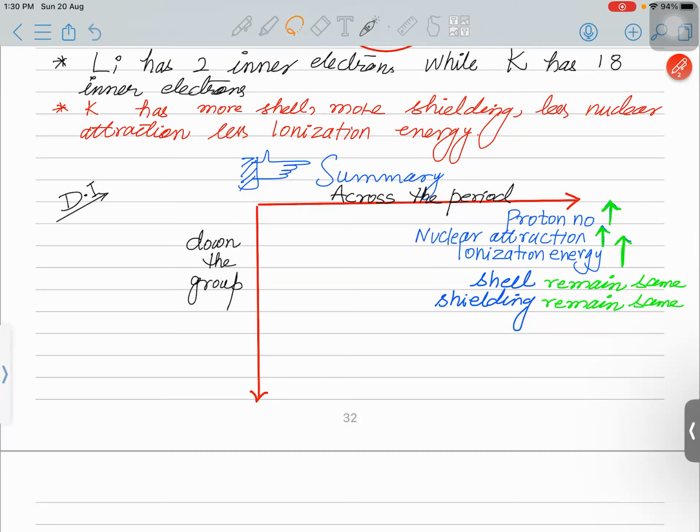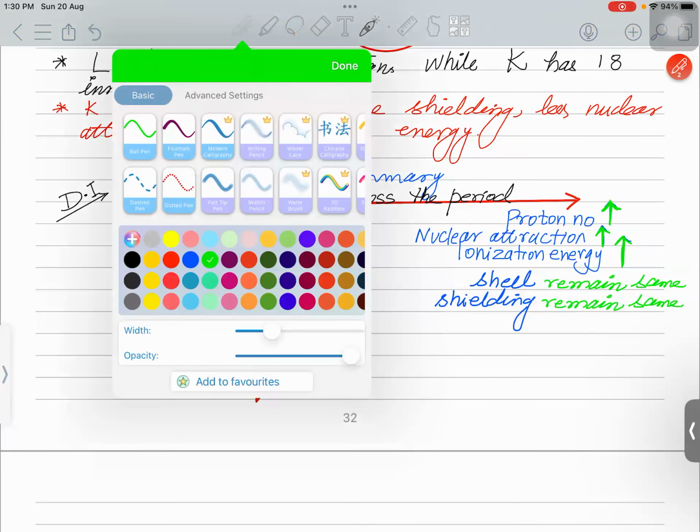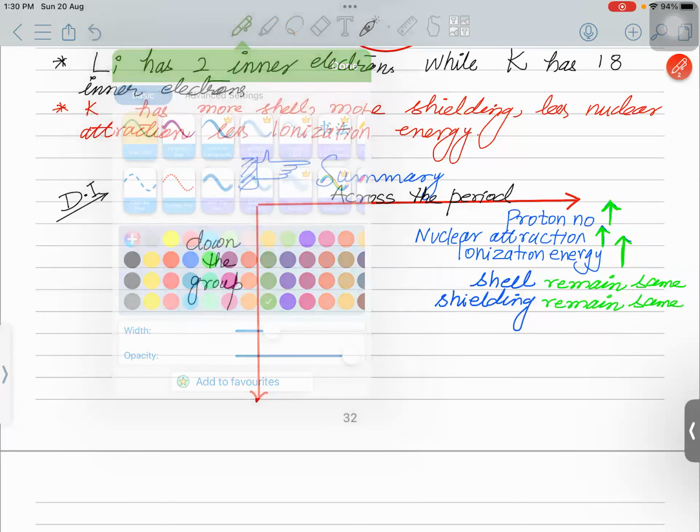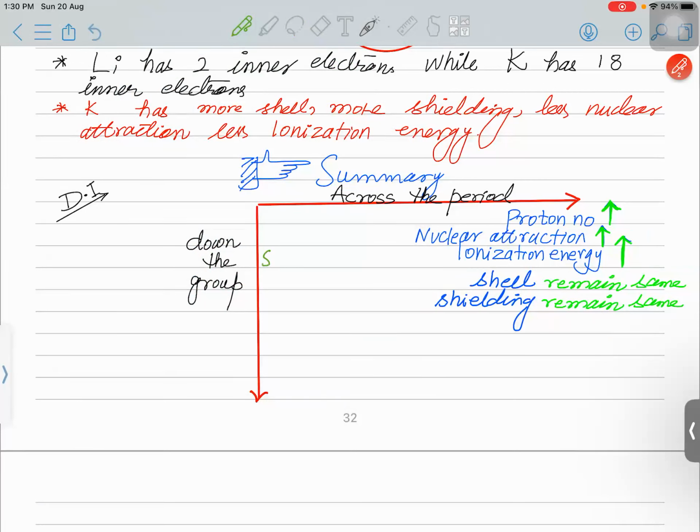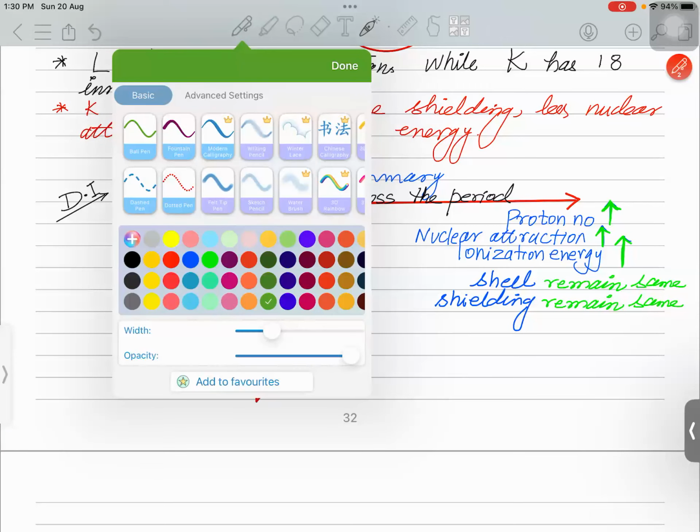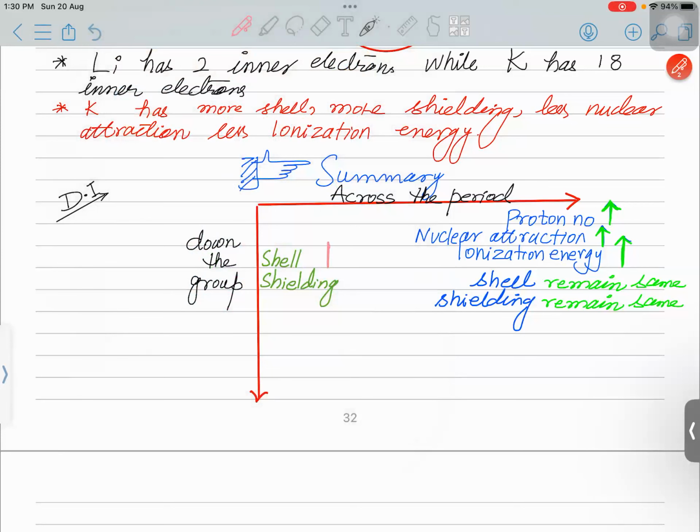So next is down the group. Tell me about the shell. Does the shell increase or decrease? Increases. And what about the shielding? Increases. Very good. Both increase.